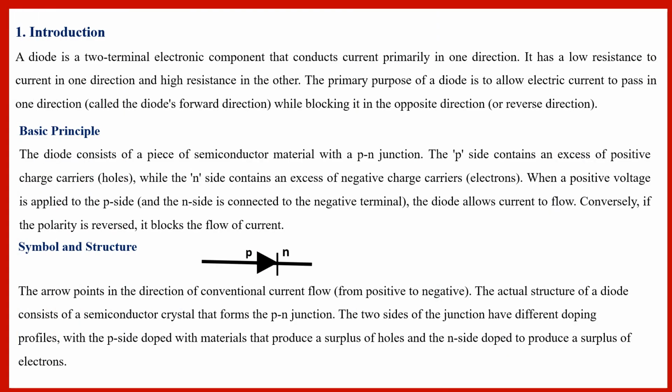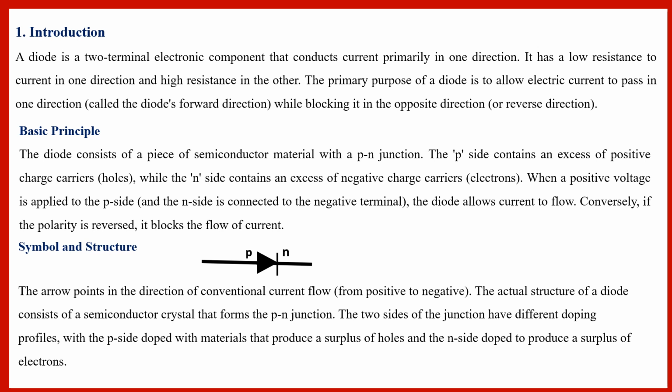Starting with the PN junction diode, it is a two-terminal electronic component that conducts current primarily in one direction. So it's basically a unipolar device. It has a low resistance to current in one direction and high resistance in the other. The primary purpose of a diode is to allow electric current in one direction, while blocking it in the opposite direction, which is the reverse direction. So this is the property of a PN junction diode, that it conducts current only in one direction.